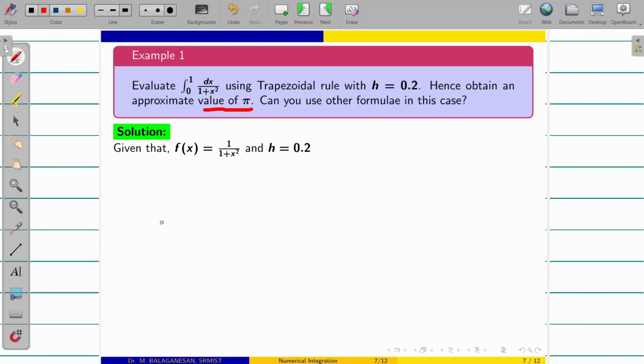Right. Now come to the problem. f of x given, integral a to b. What is the integral we are going to solve? Integral a to b f of x into dx. So here f of x is 1 divided by 1 plus x square. And lower limit is 0, upper limit is 1.